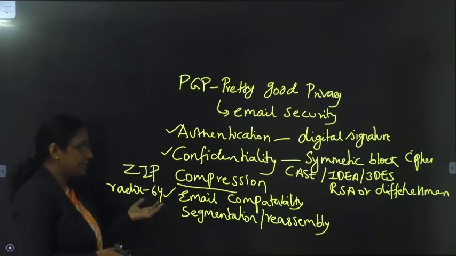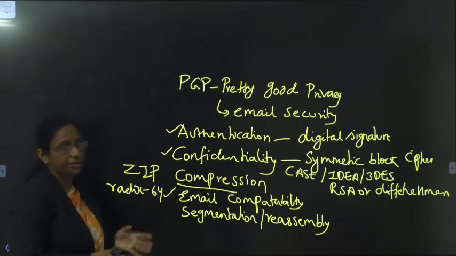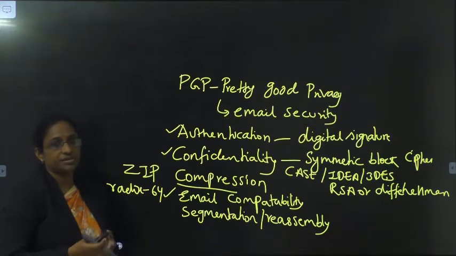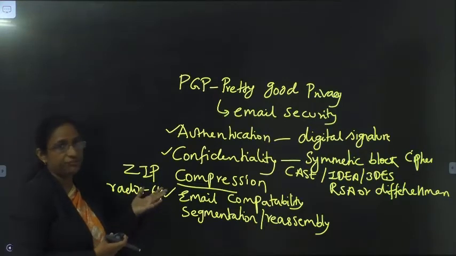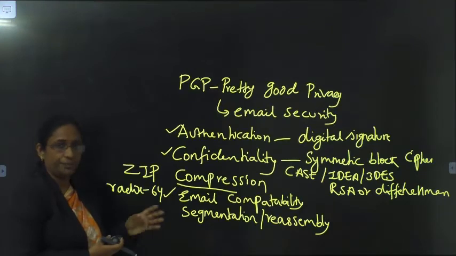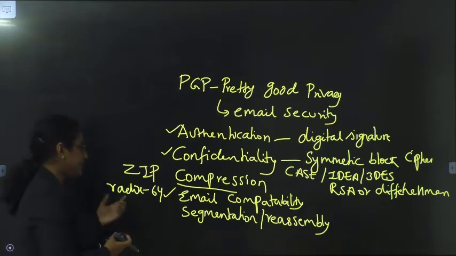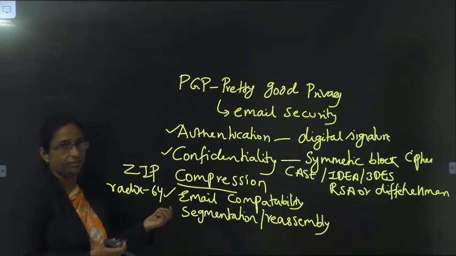This is done because email supports transmission of printable characters only. Email does not support the transmission of binary streams. That is why we require conversion from binary data to printable characters, and it is done by the Radix64 encoding scheme.